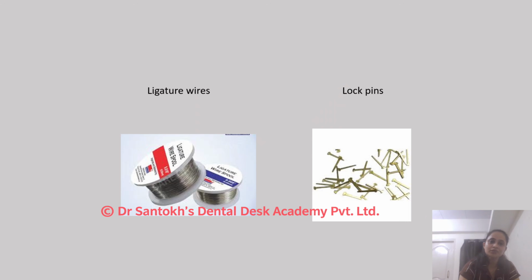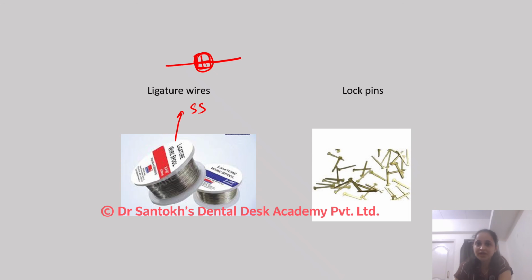Next, coming to the ligature wires and lock pins. What are the ligature wires? As you can see, this is a bracket and this is an arch wire. Remember I told you an elastomeric material is used to tie the arch wire around the bracket. Instead of this elastomeric material, you can use the ligature wire. This stainless steel ligature wire can be used for engaging the arch wire onto the bracket.